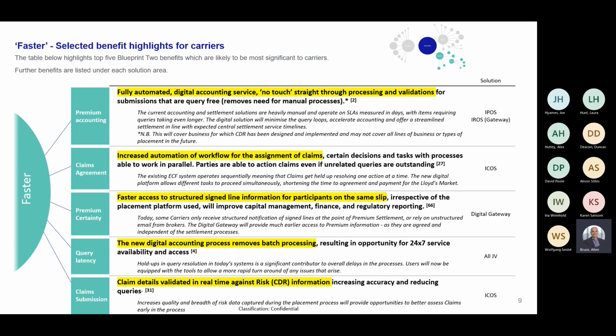If we look at premium certainty, eBot messaging provides structured data earlier in the process and ahead of settlement. So maybe it's considering, can this be used to improve your capital management? Is there anything around improvement to financial reporting or regulatory reporting? Again, an area to explore to see how you present that as a benefit to you.